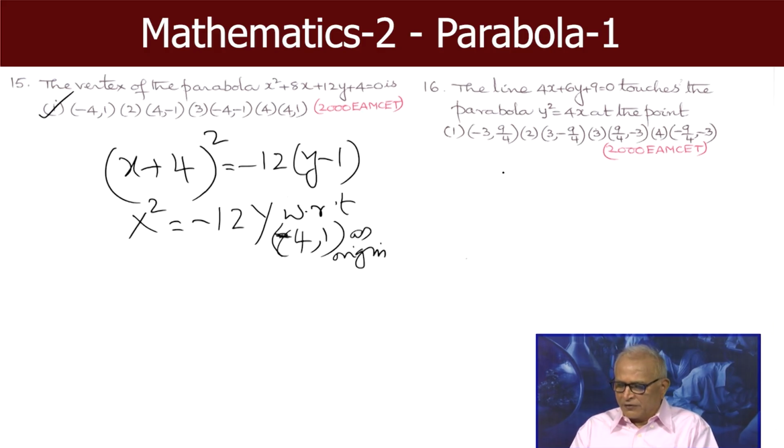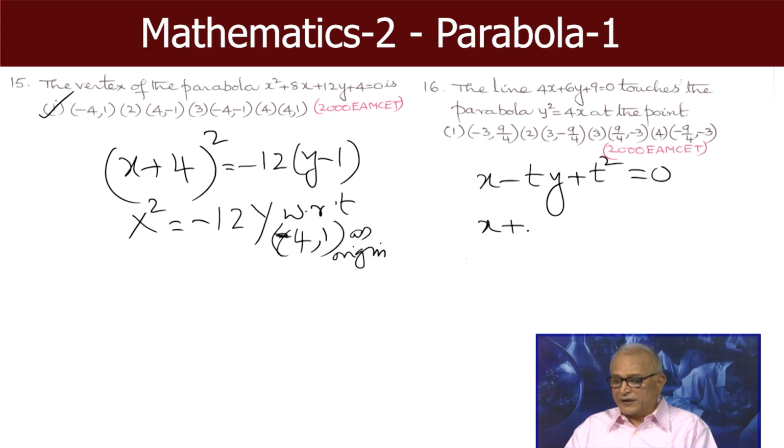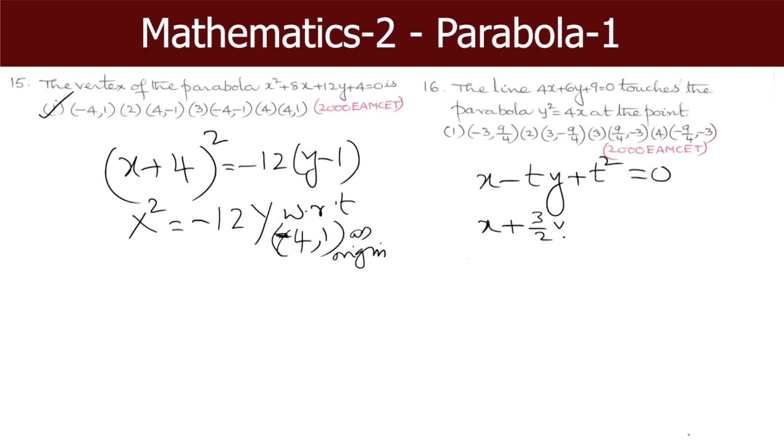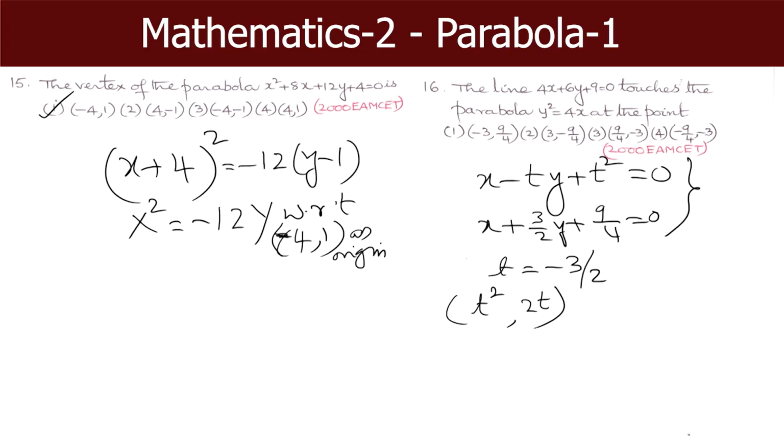Any tangent to the parabola is in the form x minus ty plus at square equal to 0, where a is 1 here. Let us write the equation also in this form where the coefficient of x is 1: x plus 3 by 2 y plus 9 by 4 equal to 0. When you compare these two equations, they represent the same line for the value of t equal to minus 3 by 2. So, what is the point of contact? At square, 2at, with a equal to 1, that is t square, 2t. When t equal to minus 3 by 2, this is 9 by 4 comma minus 3. That is the third option.